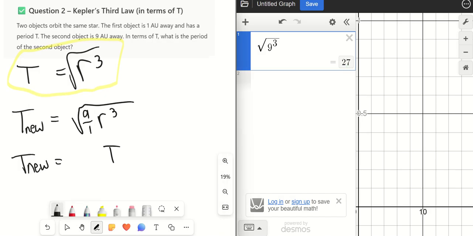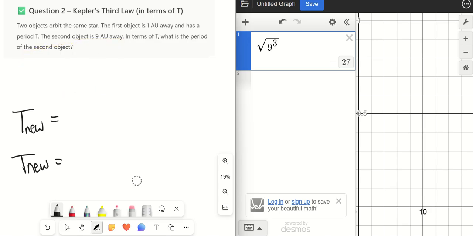So the period is now 27 times greater. What this tells me is if we're looking at Earth, and I have something that is 9 times the distance of Earth, it is going to take 27 years to complete one complete revolution around the sun. So the new period is 27 times whatever my original period was. All right, so let's take a look at the next question.